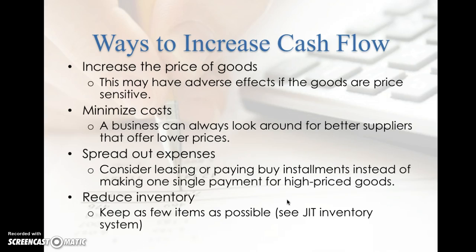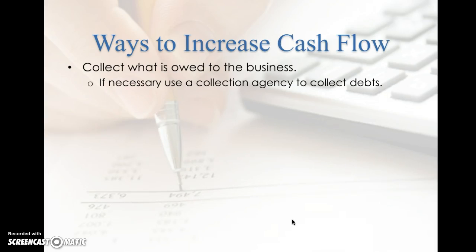And we can do something to reduce our inventory because this will help us save money. And we can review something called a just-in-time inventory system, which is when we get inventory pretty much right when it's going to be sold. So we know exactly how much we need.